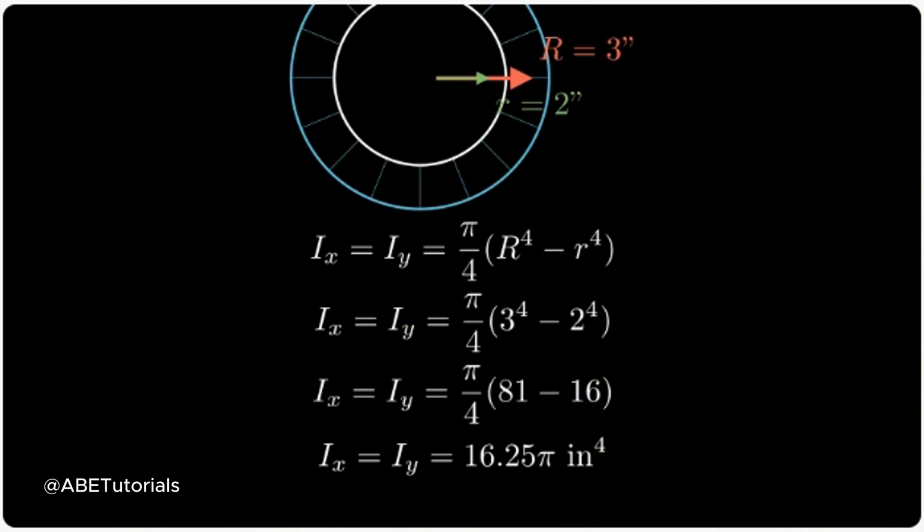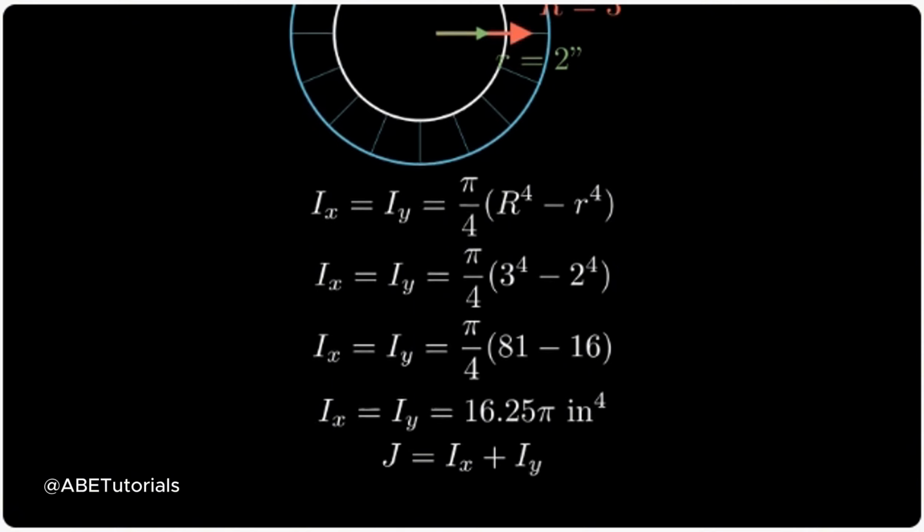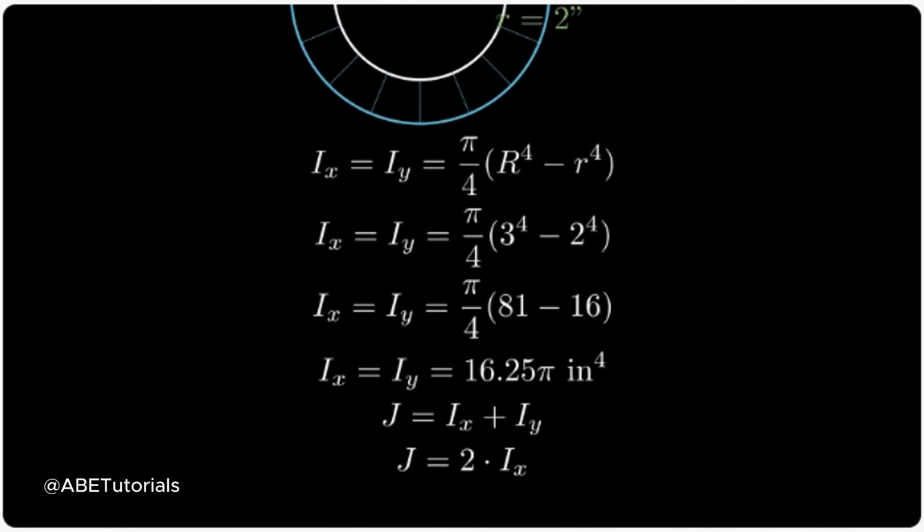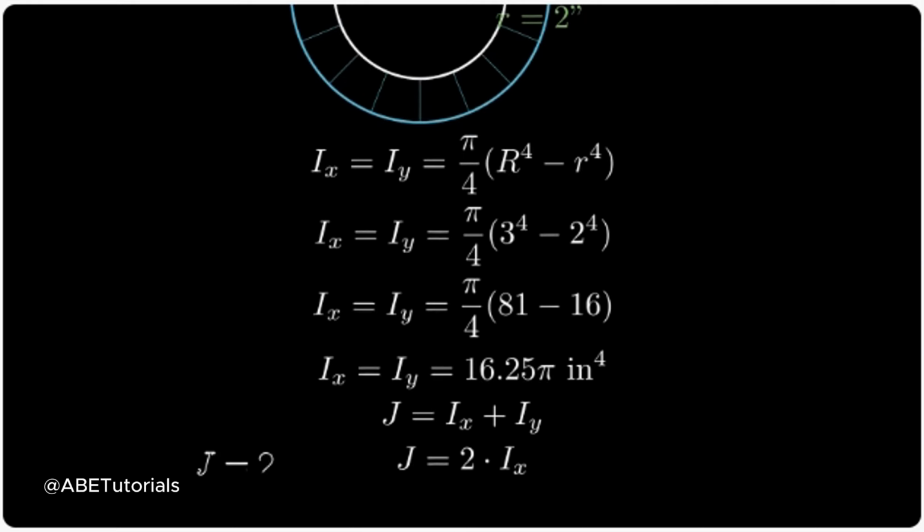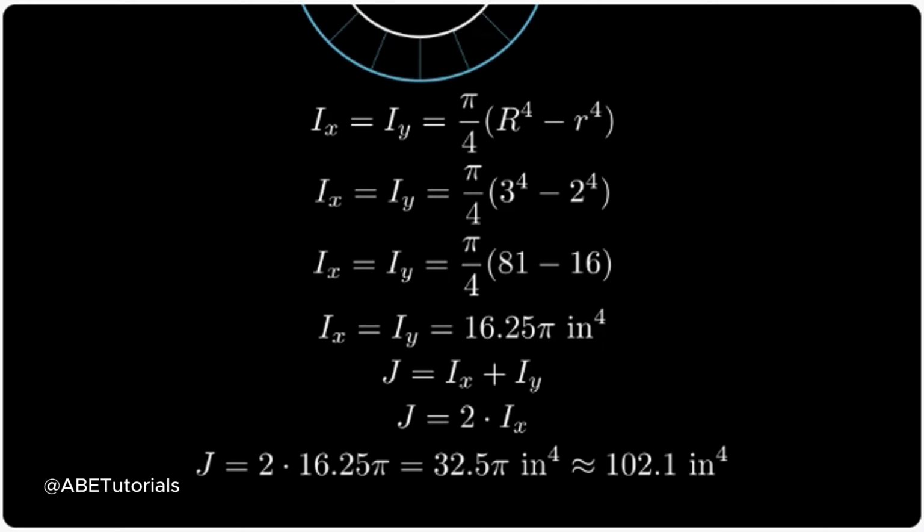The polar moment of inertia, J, is the sum of I sub x and I sub y. Since I sub x and I sub y are equal, J is simply 2 times I sub x. This gives us 32.5 pi inches to the 4th, or approximately 102.1 inches to the 4th.